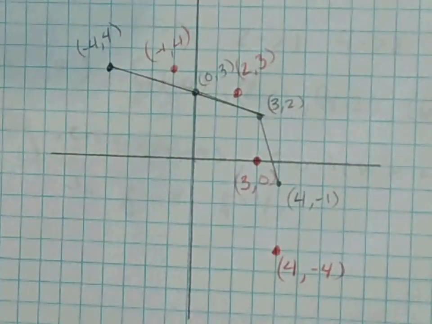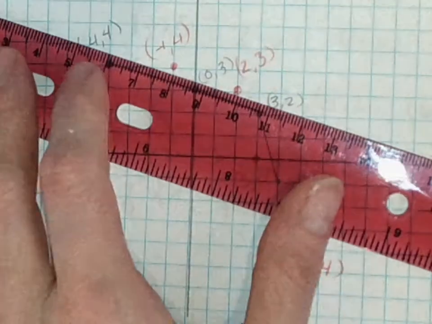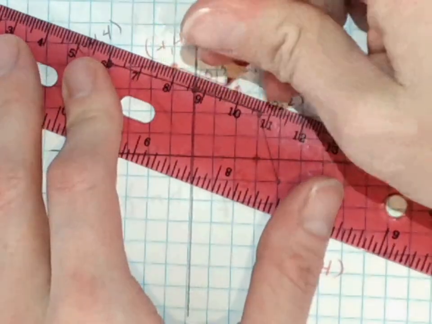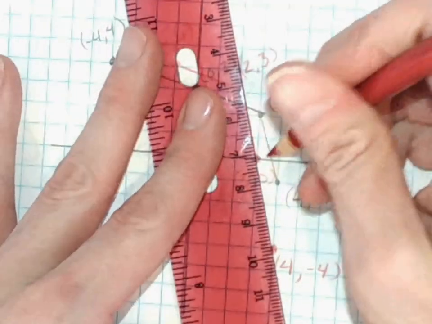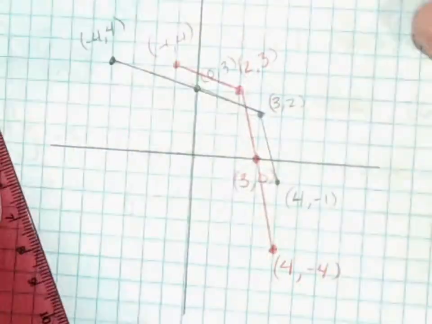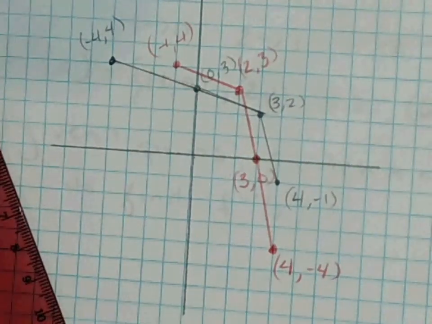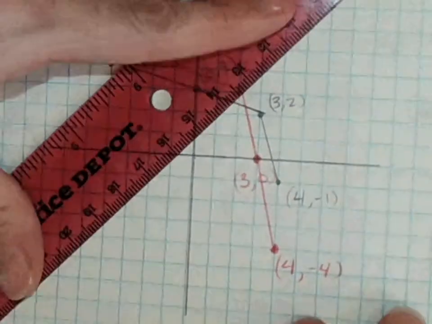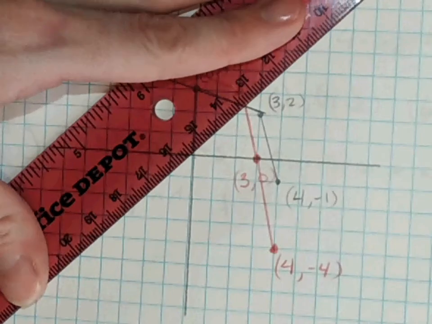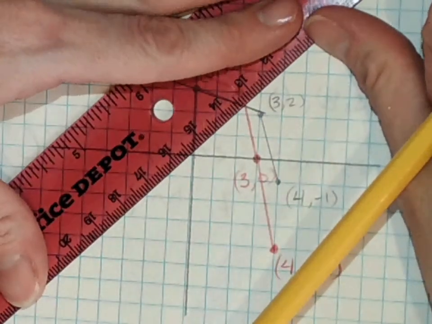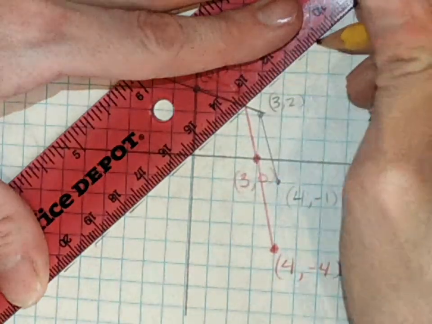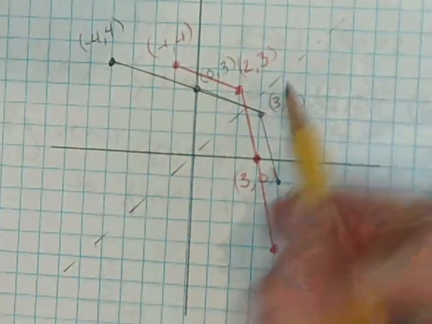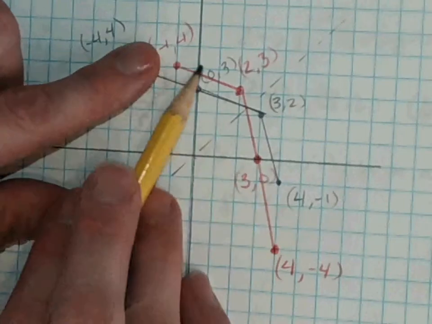So I'm going to take my ruler and connect these so we can visualize them a little bit better. Now, some of you might have noticed that if I have this line y equals x, this is a reflection across it. It's been reflected across there.